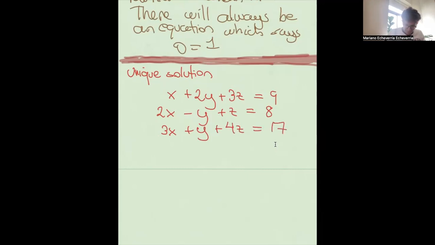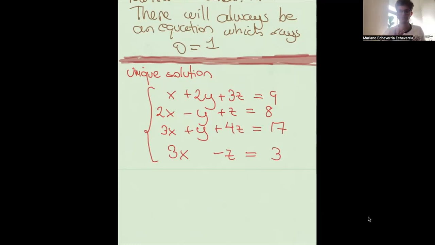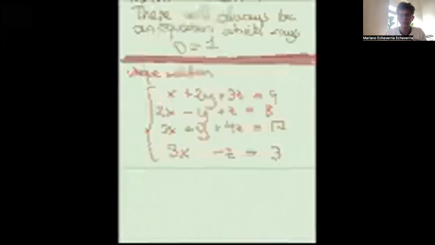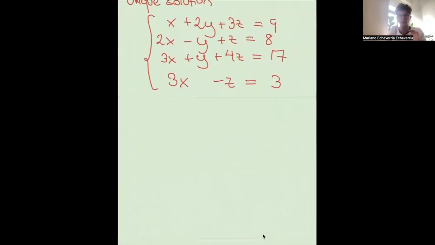So let me give you this system of equations. Okay, so 3x minus b equals 3. I'm going to give you this system of equations. Let me just double check it to make sure this is going to be fine. Okay, yeah, this should be fine. Okay, so now let's try to see what happens here.